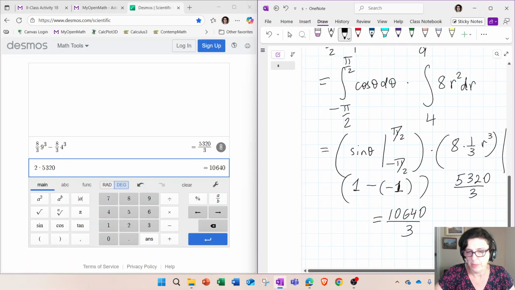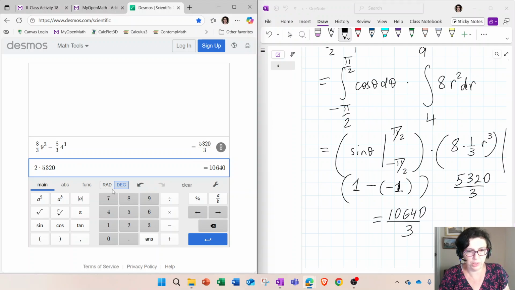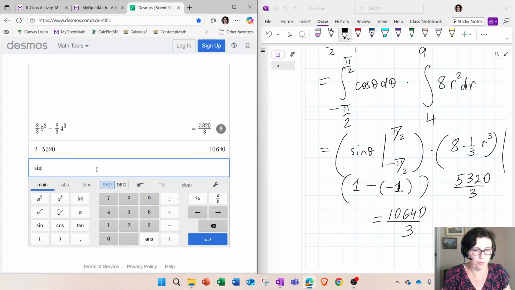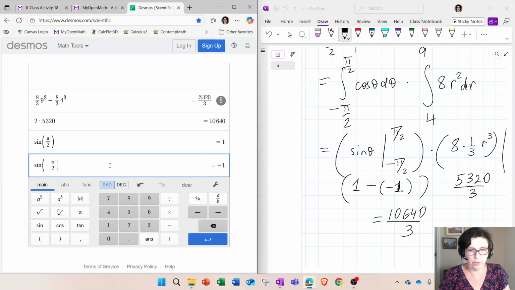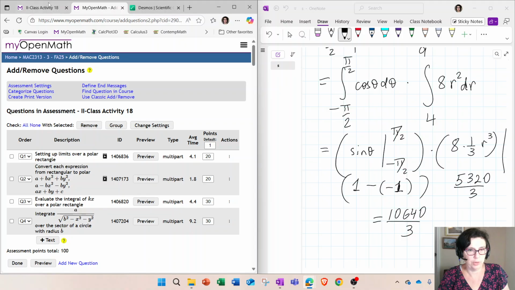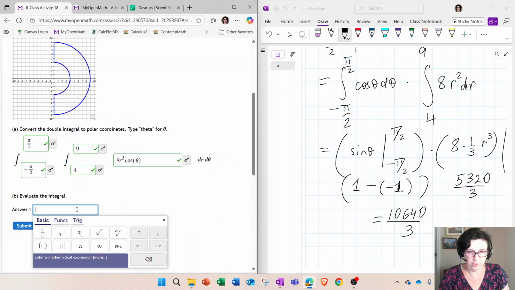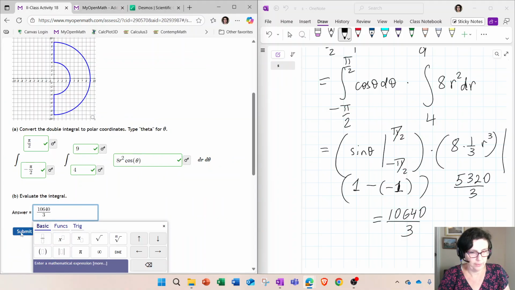that's 10,640 over 3. Now, by the way, if you don't believe me, you can switch to radians. Make sure that the calculator is in radians and say, what is sine of pi over 2? Okay, 1. What is sine of negative pi over 2? Okay, -1. So that just confirms what I got. So let's see if that's right.